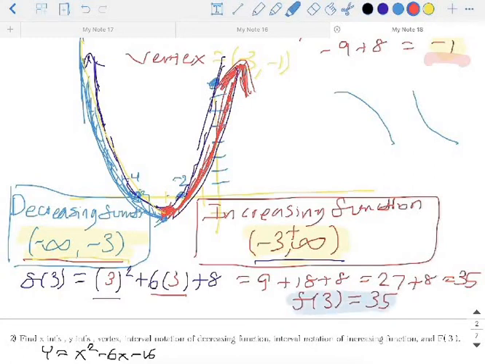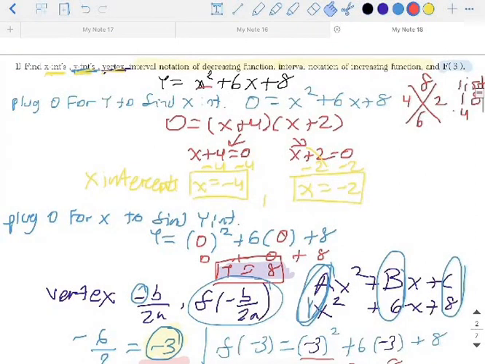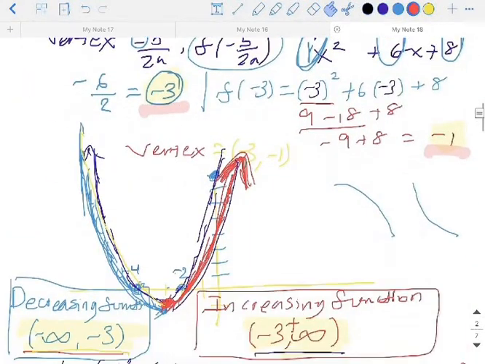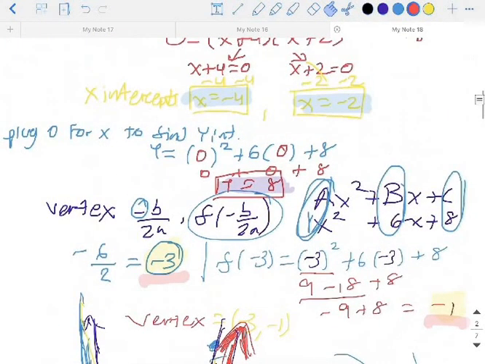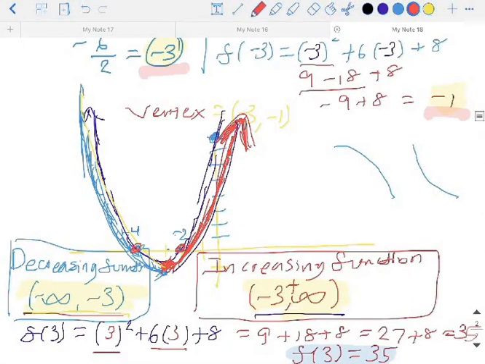So this concludes all the characteristics of the function. We were able to identify the x-intercepts, where it crosses the x-axis at negative 4, negative 2. So it crosses at negative 4 and negative 2. It crosses the y-axis at 8. The y-intercept is at this point, because this is considered to be the y-axis.